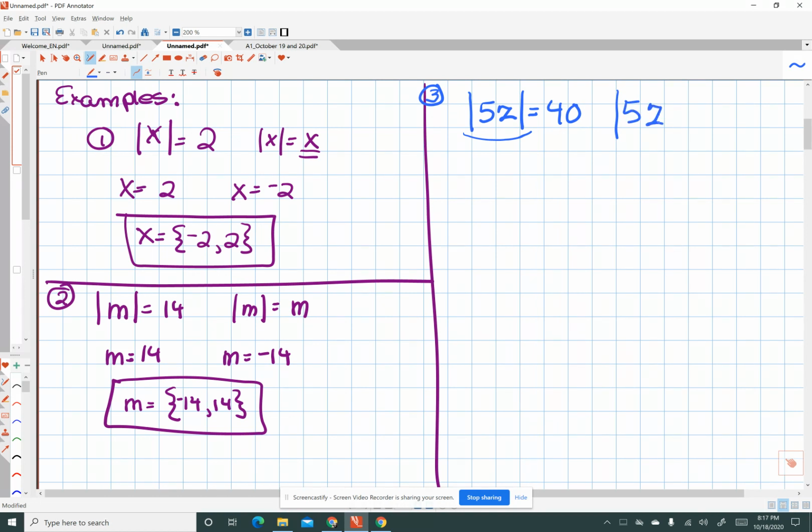So here's our 5z. The absolute value of 5z equals 5z. So we'll set that equal to the positive and negative 40. 5z equals 40 and 5z equals negative 40. So let's solve the equation on the left first. We will divide both sides by 5. And z equals 8.